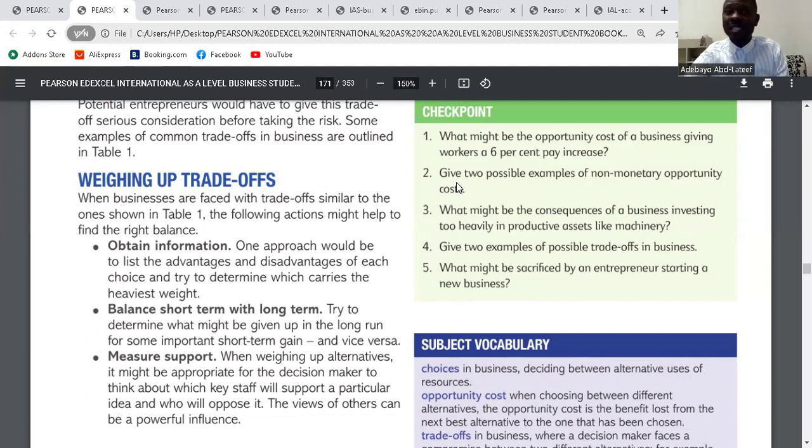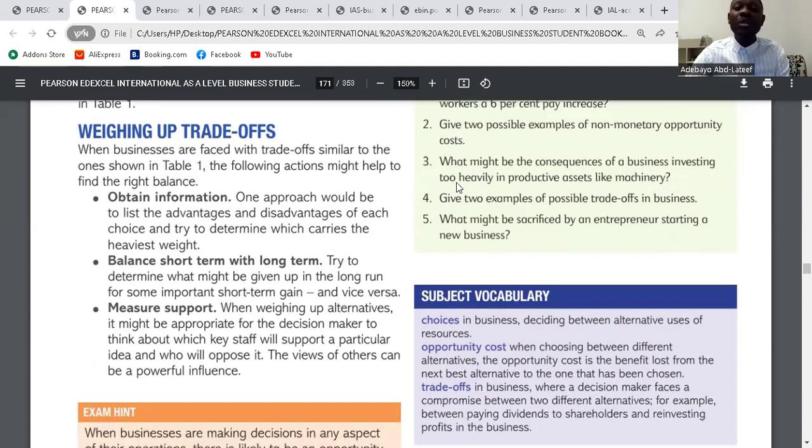So how are we going to be able to know that? The first thing we need to do is to obtain information, because when we have information, it gives us clarity. We have data. This data could come from past events or whatever it is. But the information we get will let us know the advantages and disadvantages of each one. Then weigh it up to see which one has more advantage than another. Two, balance short-term with long-term.